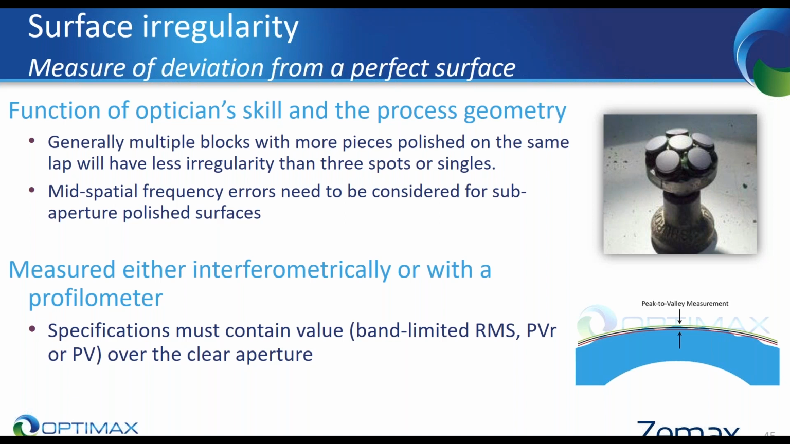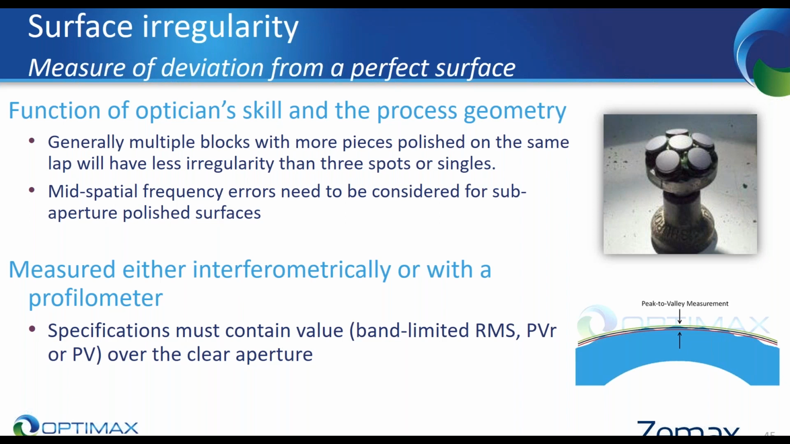Surface irregularity. Okay, so we have three different sections here: irregularity using an interferometer, a profilometer, or a coordinate measuring machine, or CMM. I'm going to talk today just about irregularity with an interferometer. The reason for that is for a spherical optic, the majority of the time you're going to be using an interferometer. Surface irregularity is a measure of deviation from a perfect surface, and it's a function of both the optician's skill and the process geometry.